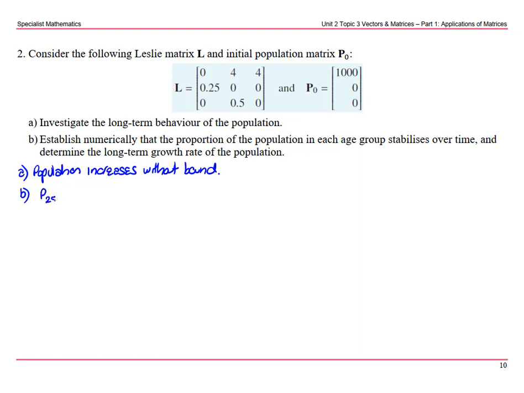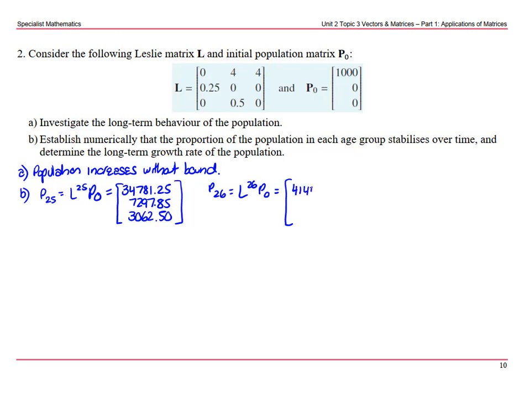So for P25, we had L^25 P0, and that gave us 34,781.25, 7297.85, and 3062.50. And for 26 years, L to the 26 P of 0, we got 41441.41, 8695.31, and 3648.93. So if we want to look at a long-term growth rate of the population, let's look at our rate of increase.